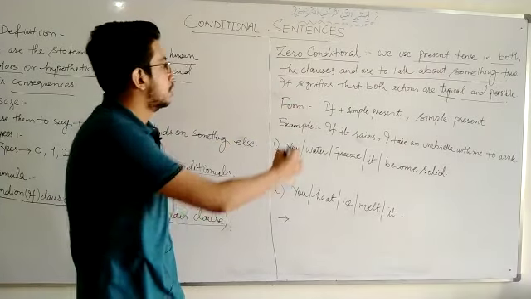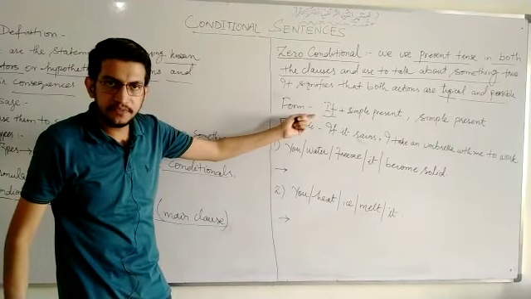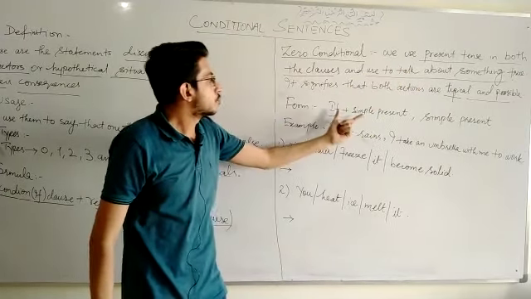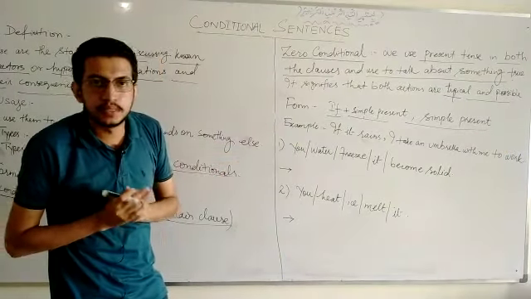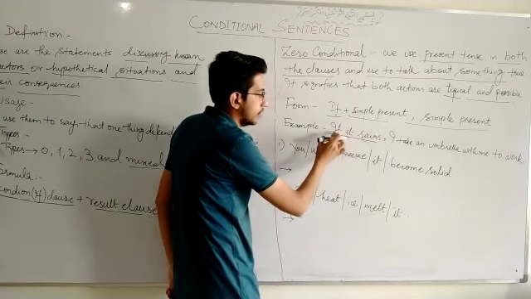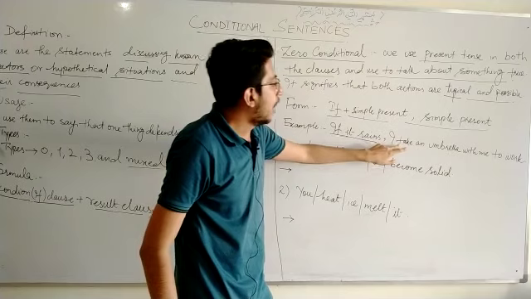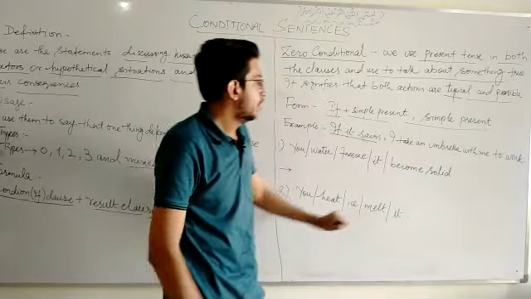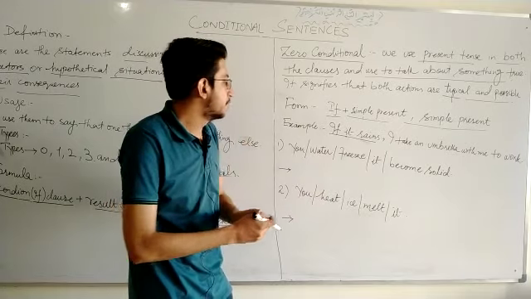Form: how do we form this? First of all, the condition clause. We are using if, then simple present. As I said, we are using the present tense in both, so simple present, then comma, and again simple present. Example: if it rains, now if indicates the conditional clause. If it rains, I take an umbrella with me to work. So this indicates the general possibility, the 100% possibility.